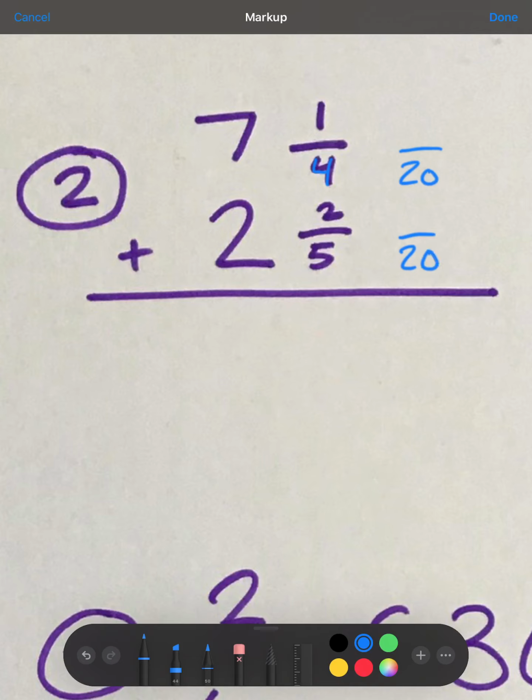And again, I have to change my numerators as well. 4 times what gives me 20? Multiply that by 5. If I do that to the bottom, I also have to do that to the top. 1 times 5 is 5.